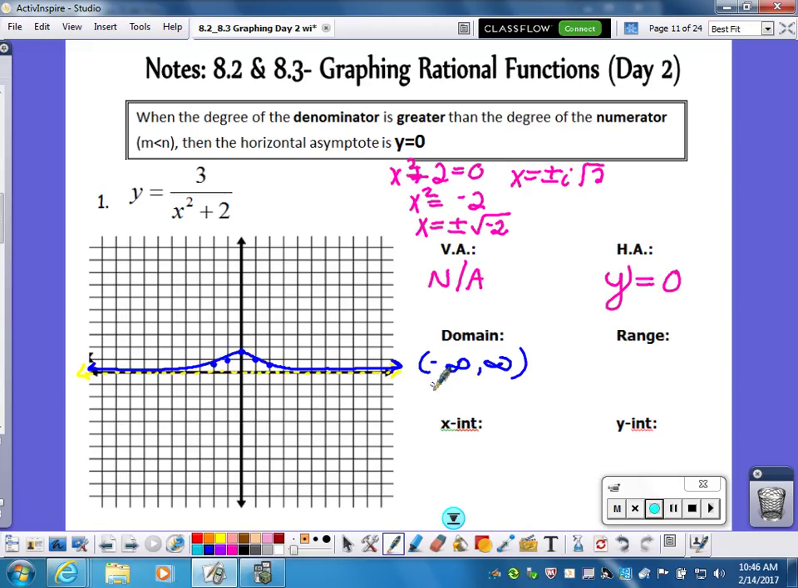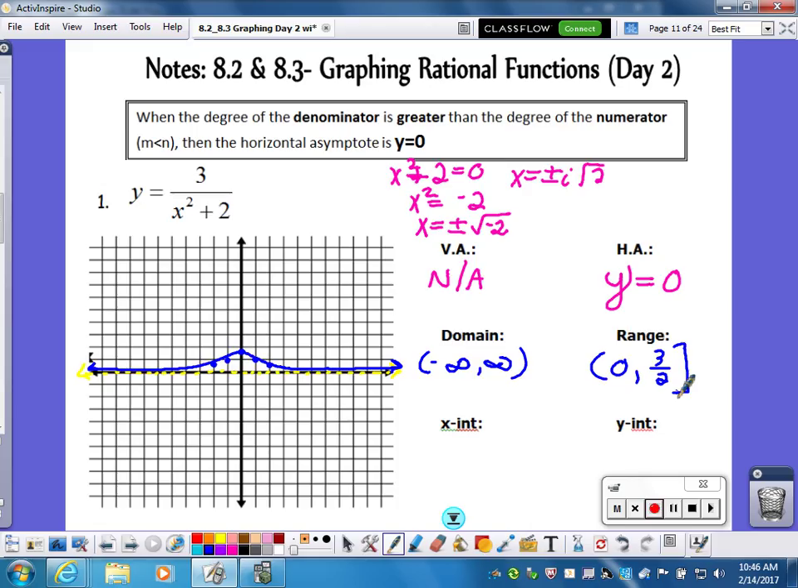Range is a little different. We do have a horizontal asymptote. So we are hugging close to those values of 0, but we can't be 0. But look, my top y value is right here, and that is at 3/2. That's why I put a hard bracket there, because it includes that value.